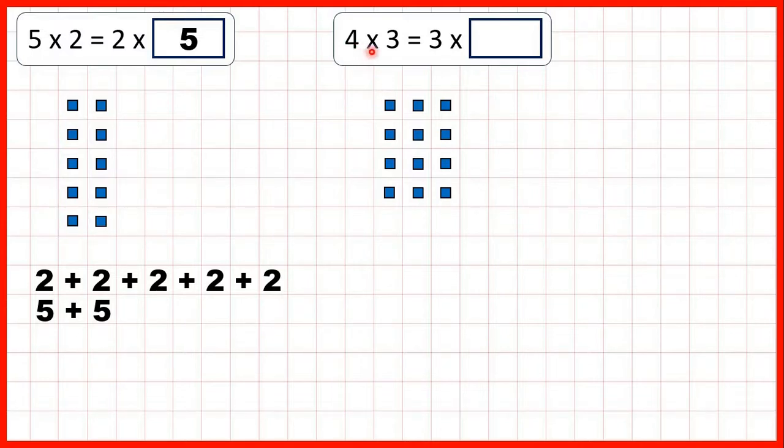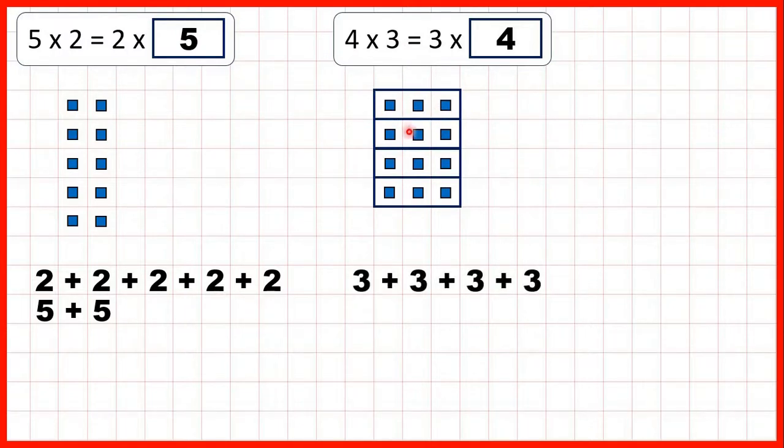Now here, 4 times 3 is 12, and that's the same as 3 times 4. So with our array, we can either look at it this way, with 4 groups of 3, because 3 plus 3 plus 3 plus 3 is 12. But if we look at it the other way, we can also think of this array as showing 3 groups of 4, and 4 plus 4 plus 4 makes 12 as well. So that's why 4 times 3 gives us the same answer as 3 times 4. We can multiply numbers in any order.